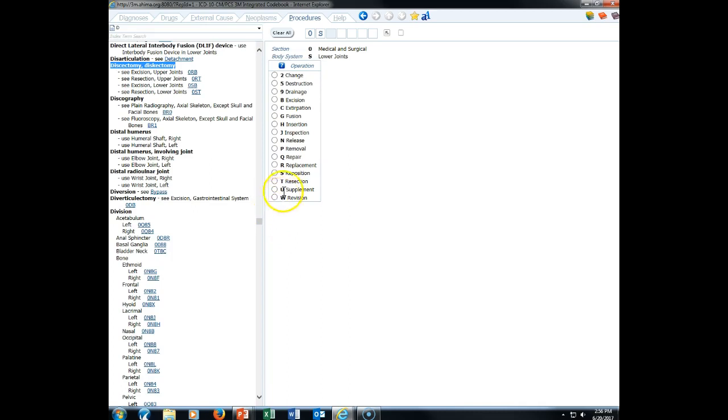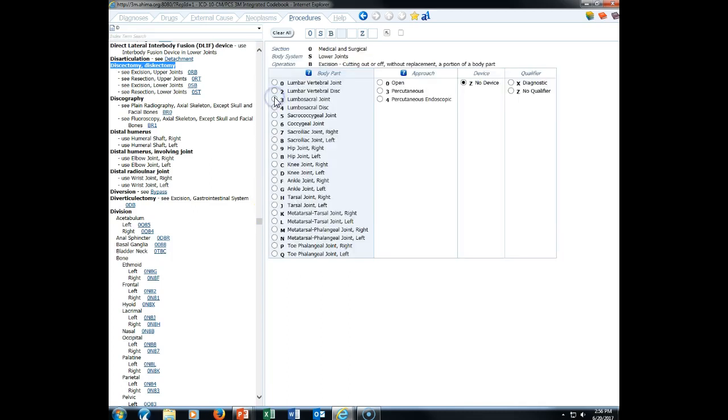The root operation is excision, and this was a lumbar vertebral joint. It was still an open approach, and there's no qualifier. So to code this to the joint, we're going to code 0SB00ZZ.